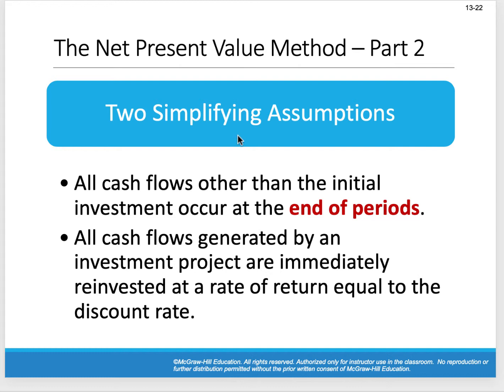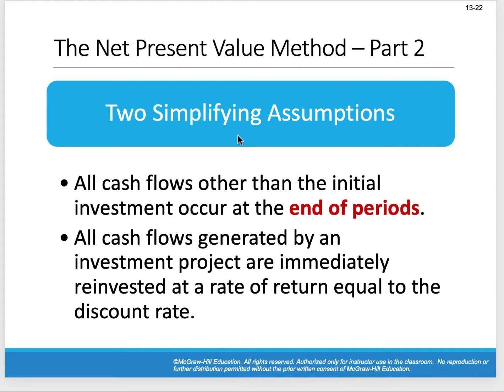So in order to do net present value, we got to make two assumptions, and these are simple assumptions. By making these assumptions, it makes calculating net present value a lot easier for us. First and foremost, we assume that all cash flows other than the initial investment are going to occur at the end of the period. Okay, so we have 4 years of net cash inflows. We assume that each of the 4 years of net cash inflow happens at the end of the year.